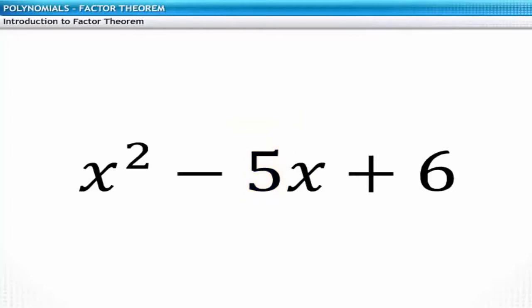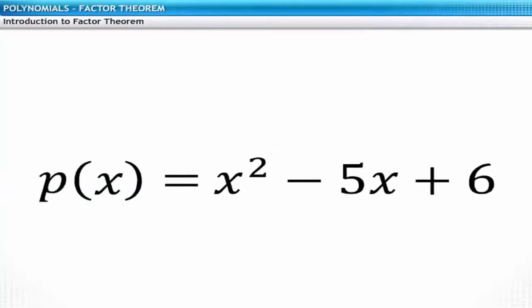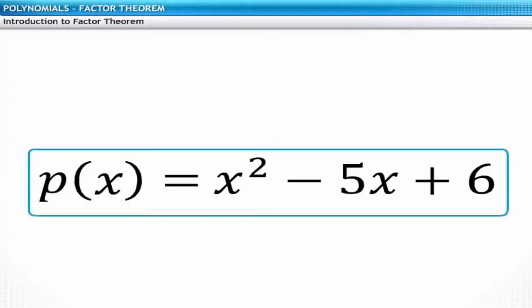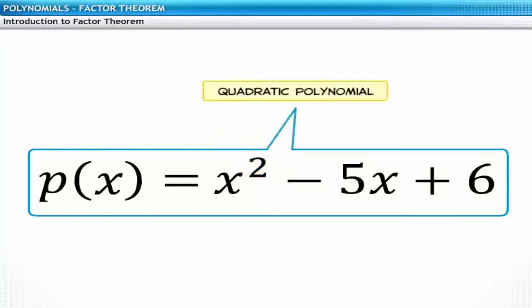Hence it can be represented as p of x, which is the general form of representing polynomials. In this polynomial, the highest degree of x is 2. Thus, this is a quadratic polynomial.